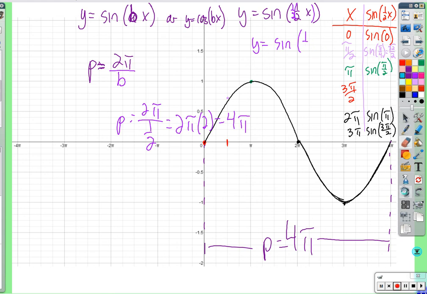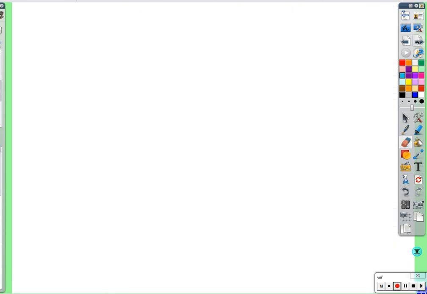But we want to back that up, because the graph we have is for 1 half x, not 1 fourth x. But if we were to take the sine of 1 fourth x, then it would expand the period out to 8 pi. In fact, let's do that, and we'll use the period as a tool to graph it a lot faster.